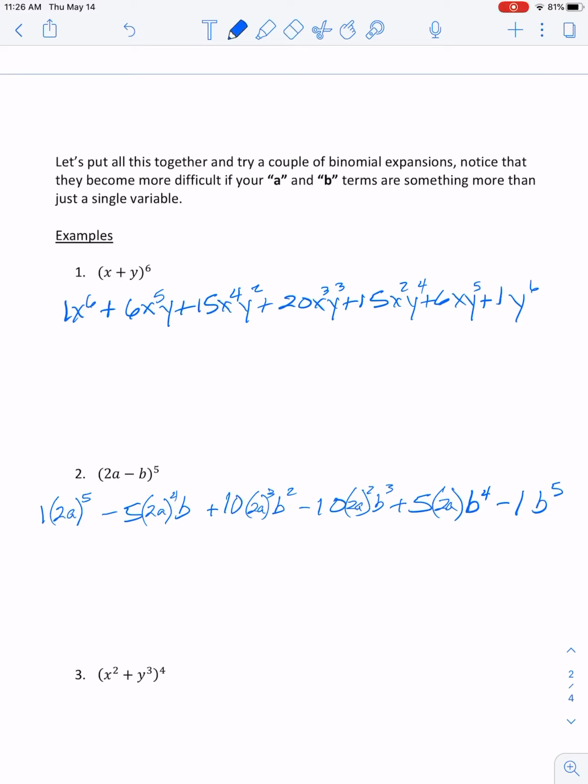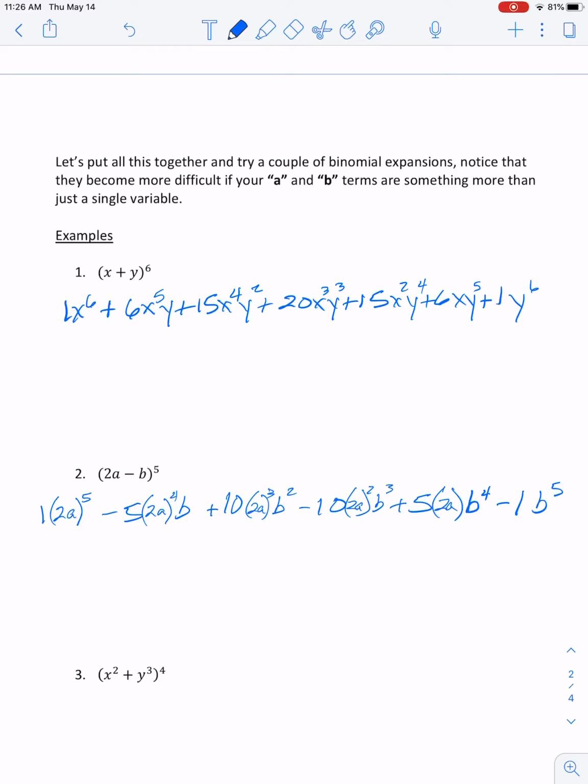Okay, the complicating factor here is the 2a. We're going to have to raise 2a to these powers, and that is probably the hardest part of these binomial expansions, making sure that you get it set up right. I'm going to give you most of the credit if you do this, and then to get the final answer, you're going to have to do some simplification.